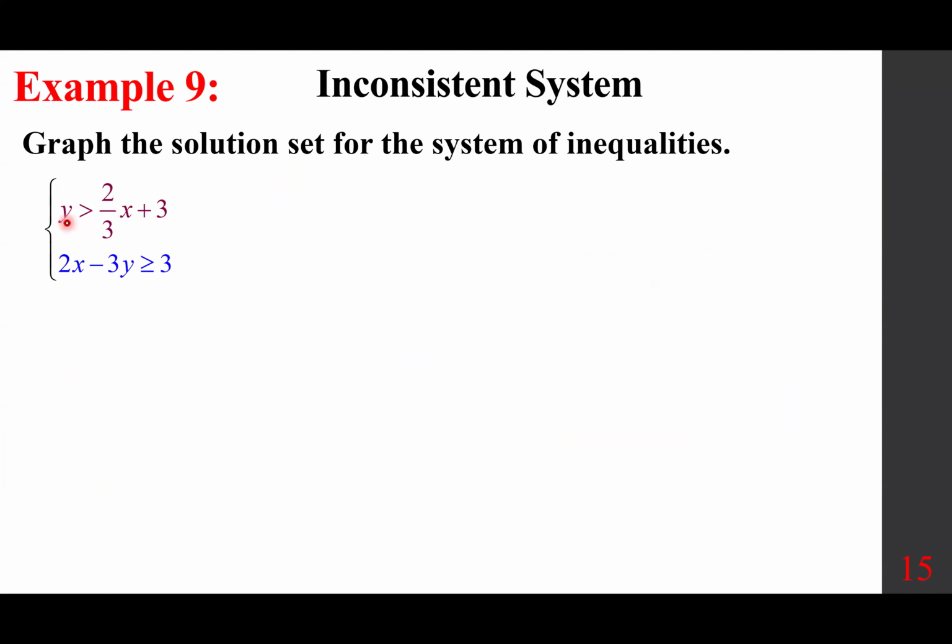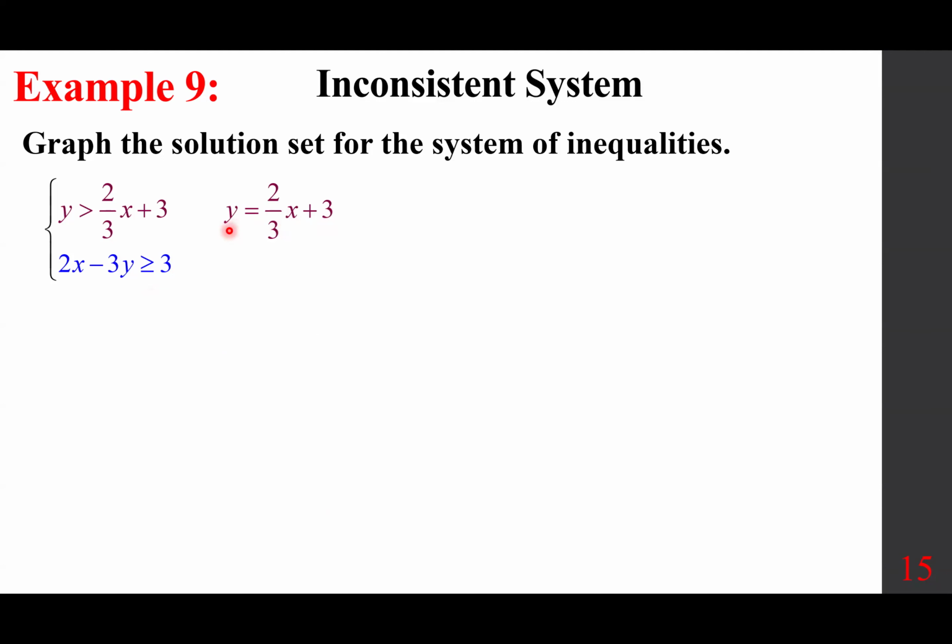Y is larger than 2/3 x plus 3, 2x minus 3y is larger than or equal to 3, and we are supposed to graph the solution set for the system of inequalities. So we start with this one and we write it as equality. We want to graph this line, we are going to go with the intercepts. Obviously, we have 0, 3.